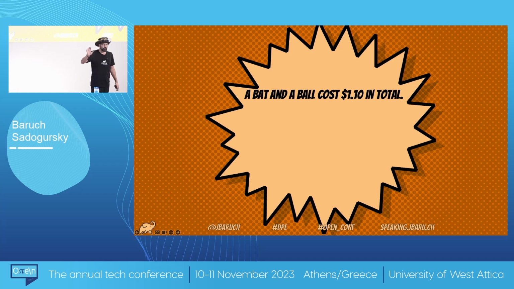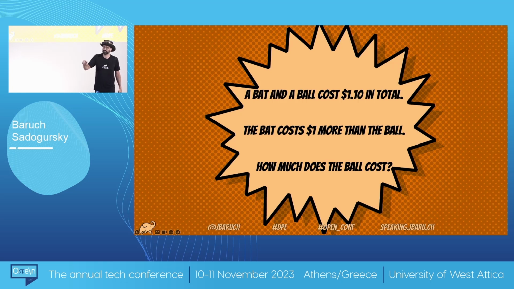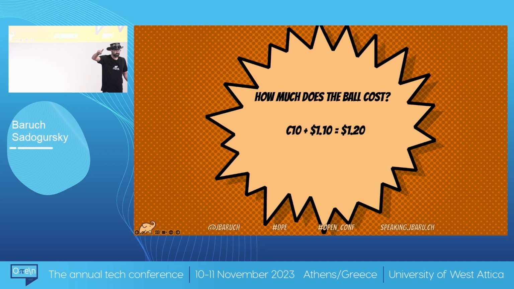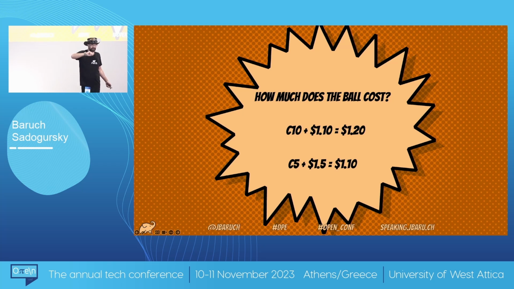A bat and a ball cost $1.10 in total. The bat costs $1 more than the ball. How much does the ball cost? 10 cents. Most of you said 10 cents. And this is fine, but if you think about it for a second, if the ball costs 10 cents, the total cost will be $1.20. Now, whoever said 5 cents was correct, and they probably knew this riddle beforehand because, yeah, I know you're cheating, it's fine. Because the first thing we want to say is, it's obviously 10 cents.